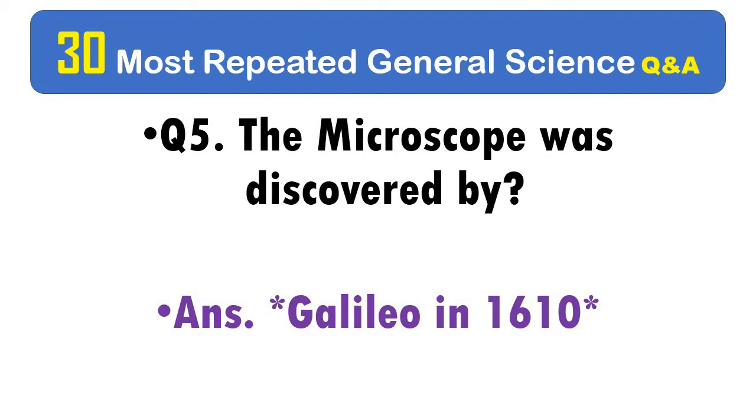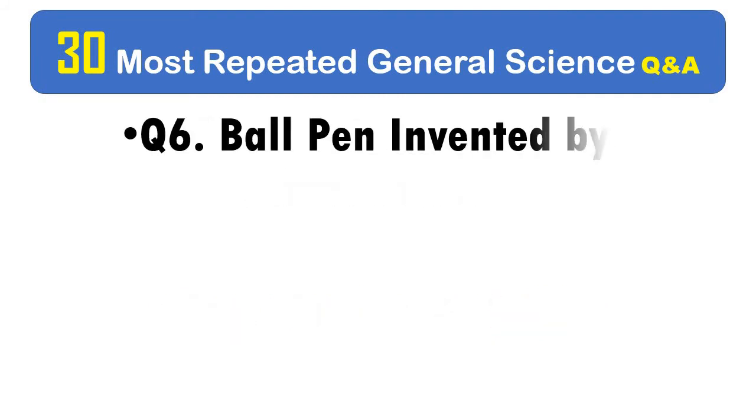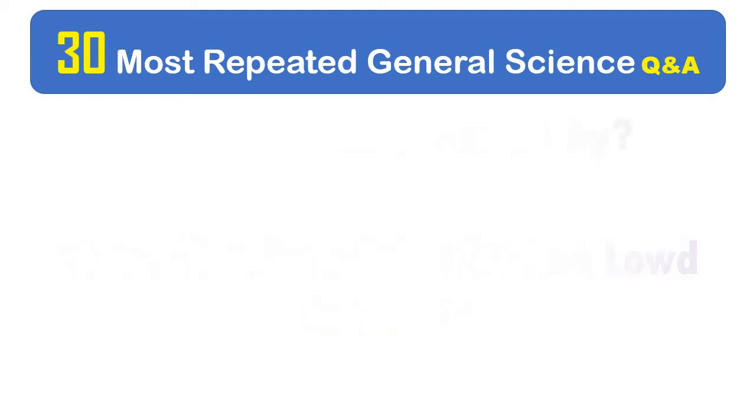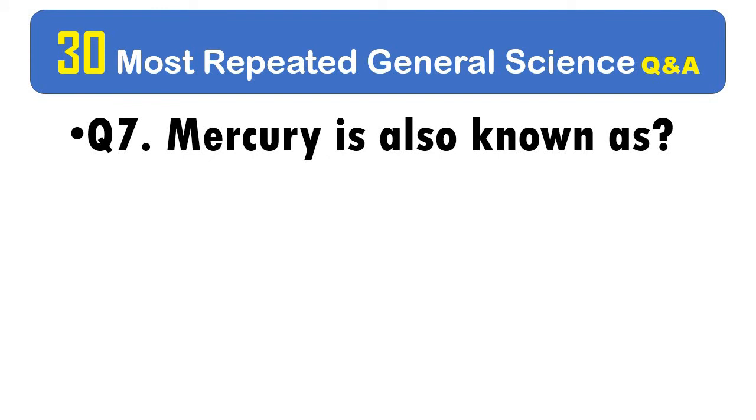Answer is Galileo in 1610. Question number 6. Ball pen invented by? Answer is American scientist Jan Lode in 1888. Question number 7. Mercury is also known as?